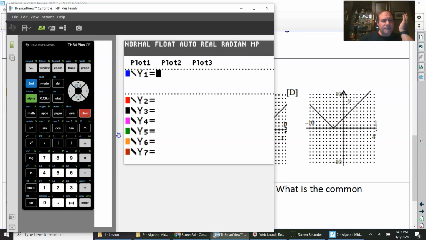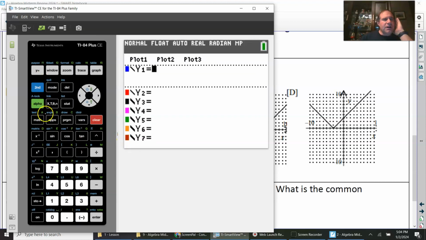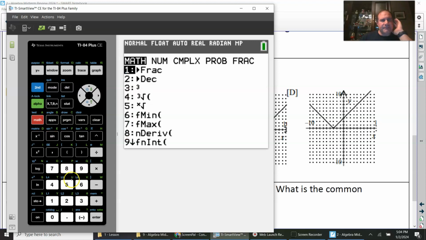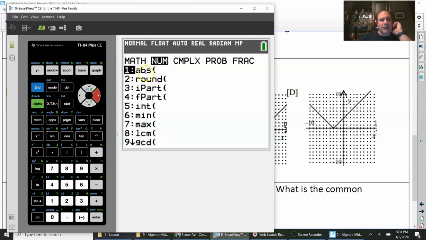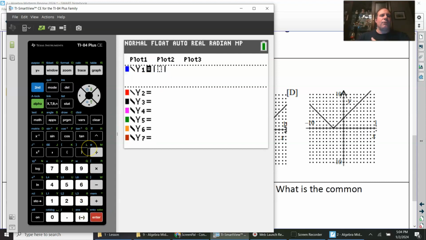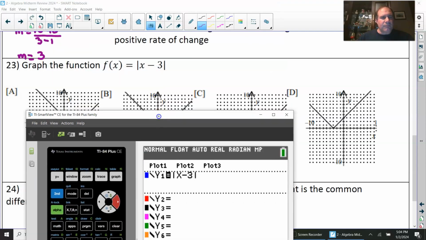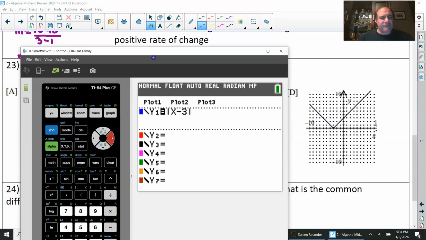So just make this a little bit bigger just to show you. We're going to press math, right? So math button is right there. I don't see anything here. So I'm going to go over to the right one, and there's absolute value, ABS. Press enter, and it goes back to y equals. And then it's going to say, all right, x minus 3. We're going to put that in because that's exactly what they want you to find. There it is, graph this function.